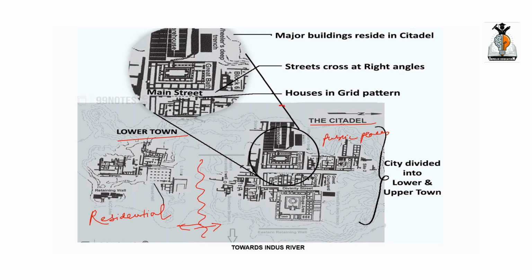First of all, let us discuss the citadel. In the citadel, a grid pattern structure was seen where the streets crossed at right angles. The individual drains from residences flowed directly into the central drains. Thus, the cities were way ahead of any modern cities present at the time with respect to the drainage system.